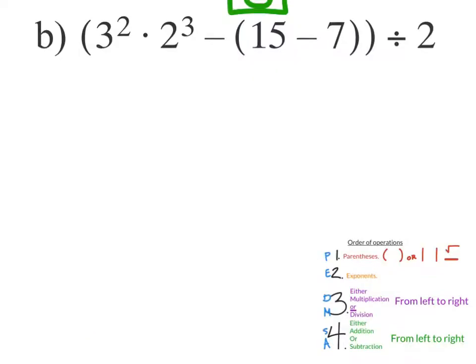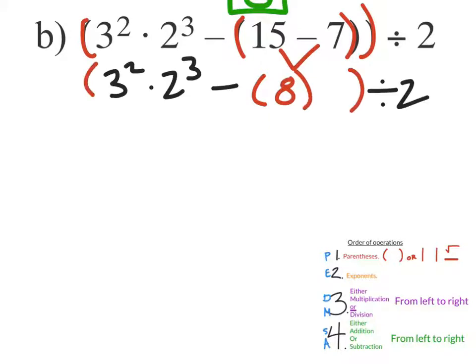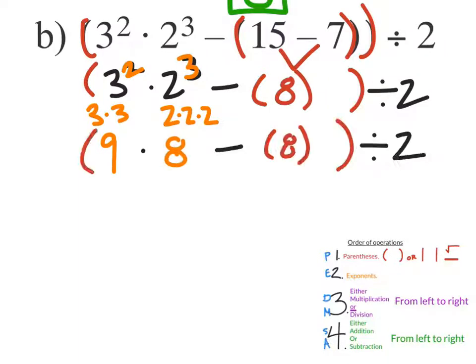So for 6B, I'll make this one a little bigger so we can see it a little bit more clearly. Now we got this set of parentheses, but inside that set of parentheses is another set of parentheses. So I do need to do those first. 15 minus 7 is 8. So now I have this expression, and I'm going to be looking for my exponents, the 2 and 3 there. So 3 to the power of 2 is 3 times 3, which is 9. And 2 to the power of 3 is 2 times 2 times 2, which is 8. And these will be multiplied together.